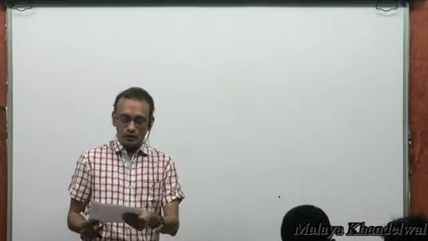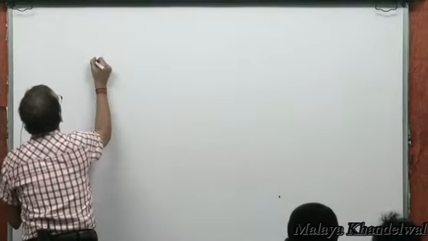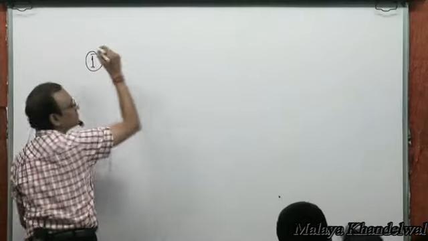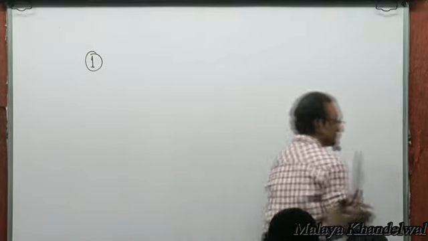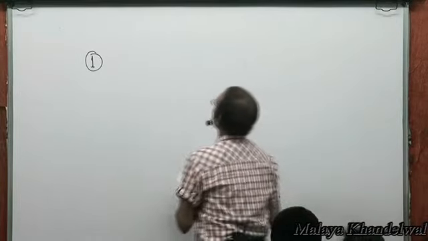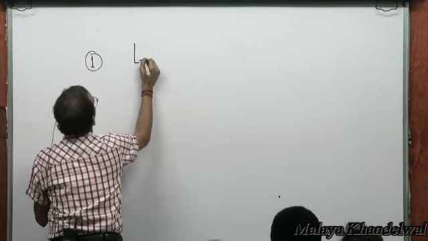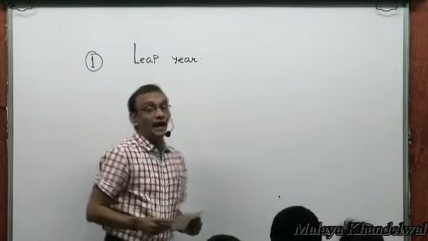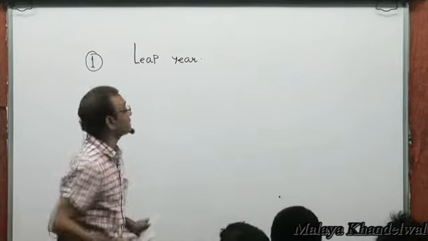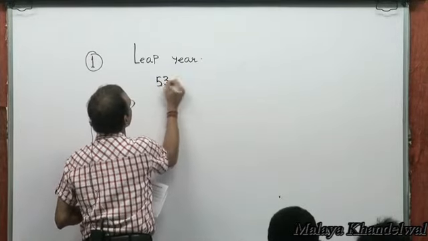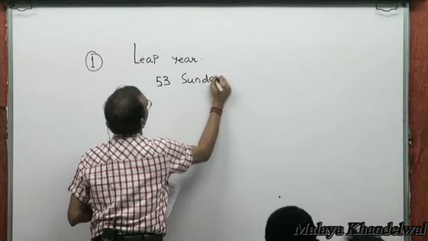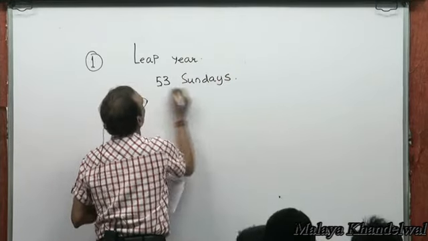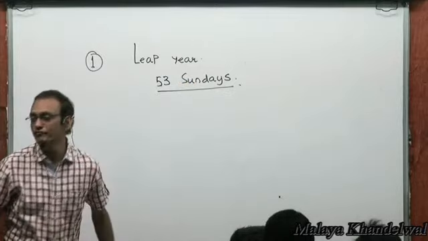Let me get you past this. First one is a very common problem. A leap year is selected at random, and in that leap year, what is the probability that there is going to be 53 Sundays? We want to find the probability that there is going to be 53 Sundays in it.